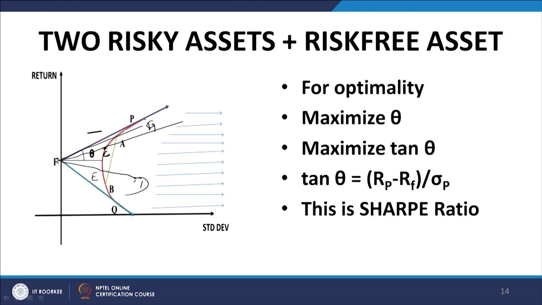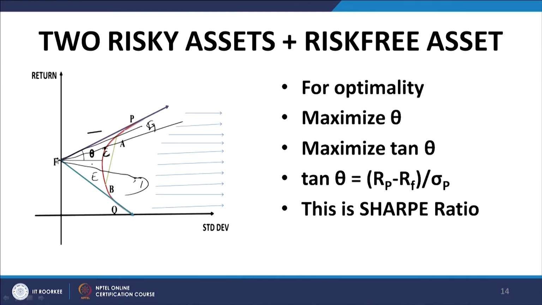Portfolios along FG are better than portfolios along FC or FC extended, and portfolios along FP are better than portfolios along FG. So, what is so special about FP? When do we achieve optimality? We achieve optimality when this angle theta is the maximum possible, because if it is less than maximum possible, it will be superseded by some other angle which is higher than that particular angle. But can it be this? It cannot be this, because there is no feasible portfolio here.